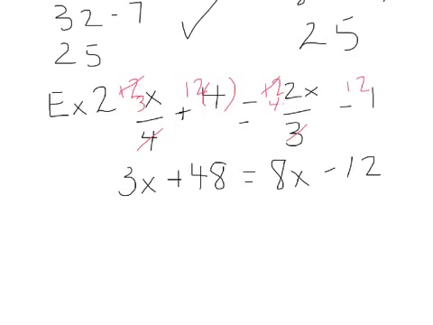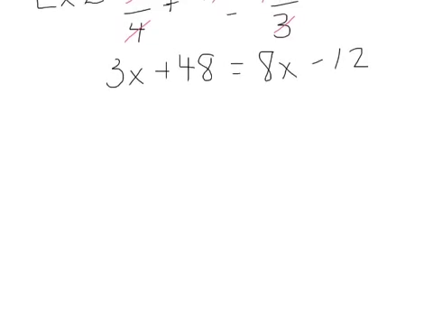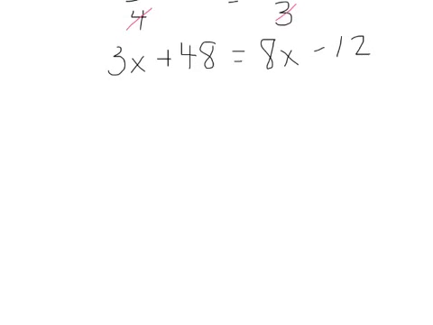Now this is much like our example up above, where we need to move all of our variables to one side and all of our non-variables to the other. It doesn't matter whether you move them all left or all right. So this time in this question, to work with positive numbers, I'm going to move my variables to the right and my constant to the left. So my 48 comes first, and then I will add 12 to it because it was negative 12 here.